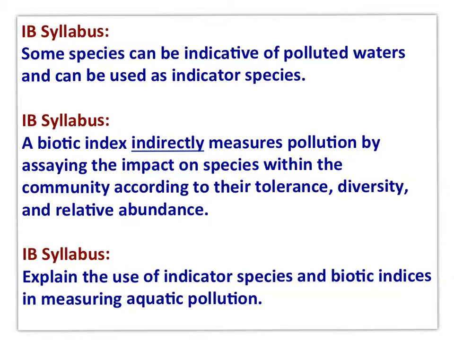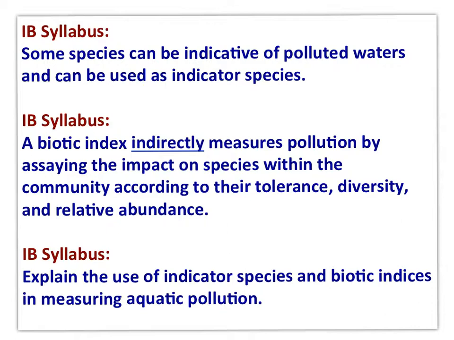And that brings us to these IB syllabus statements, the last of this movie. Some species can be indicative of polluted waters and can be used as indicator species. A biotic index indirectly measures pollution by assaying the impact on species within the community according to their tolerance, diversity, and relative abundance. And lastly, explain the use of indicator species and biotic indices in measuring aquatic pollution.